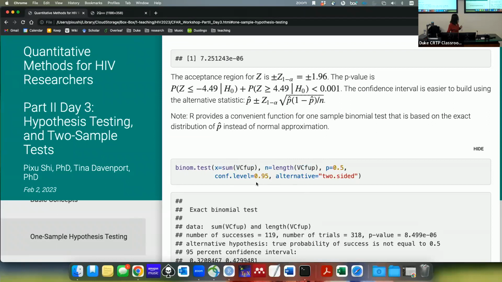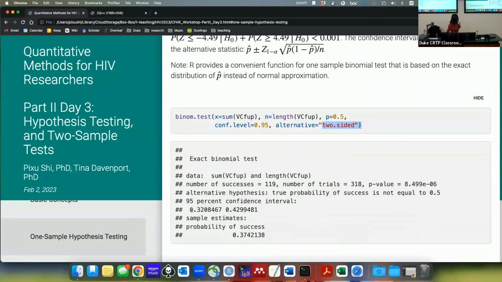Well, actually not mean, it's the sum. So if you have the proportion, you need to multiply the proportion by the sample size to get the number of positives, the number of people who are not under control. And your null parameter 0.5 is here. You can choose a one-sided test or a two-sided test here.